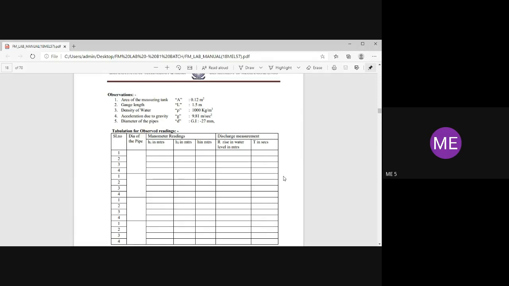All of you note down the tabular column. First, a tabular column gives the tabulation for observed readings. First one is diameter of pipe. In the diameter of pipe, you can write directly 27 GI pipe. After that, I'll give the readings. In the second row, you have to write 27 bend pipe.